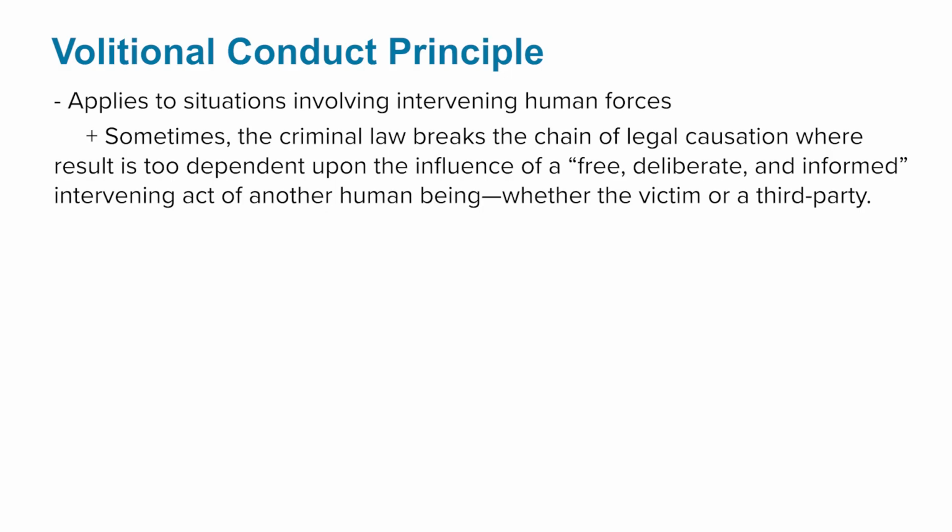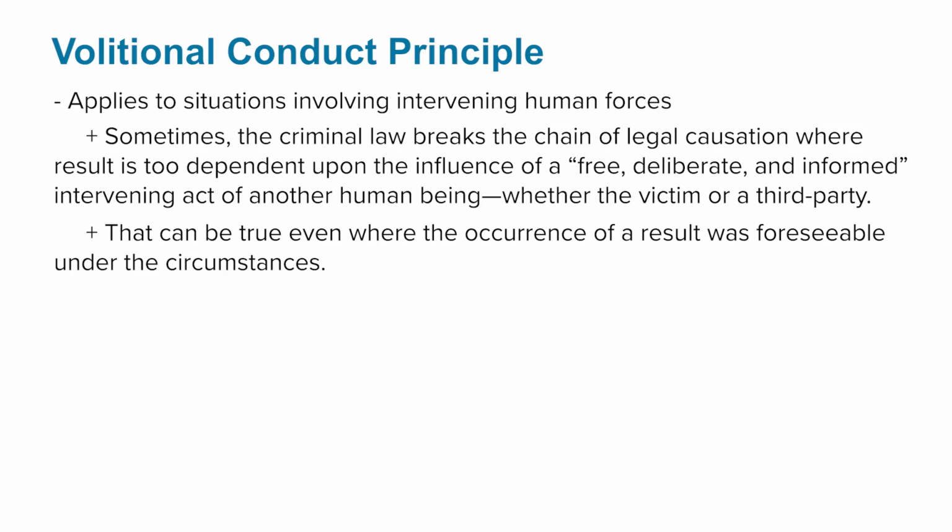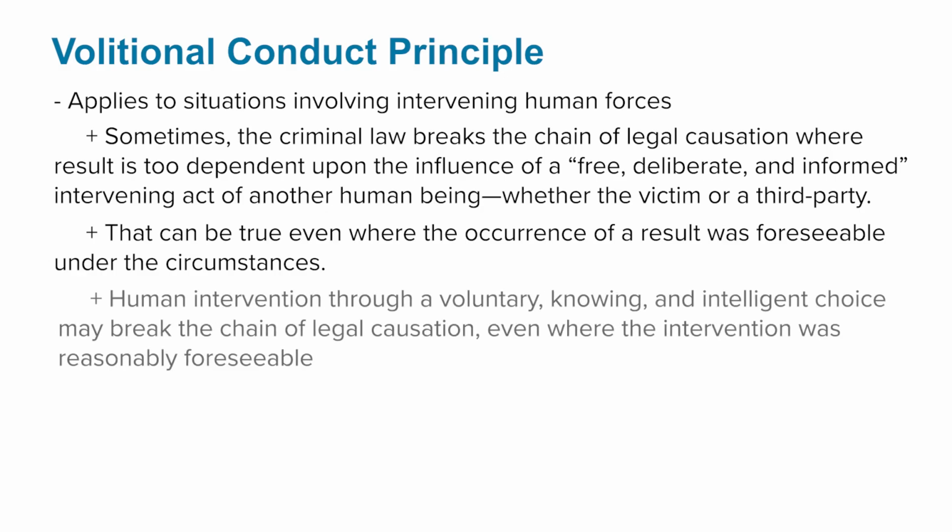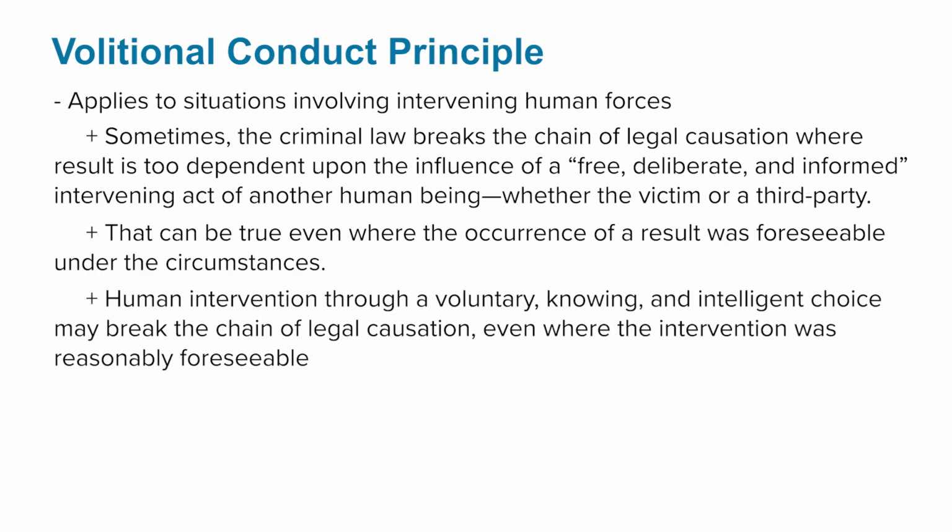And that might be the victim or a third party. This is also true even where the occurrence of a result was foreseeable under the circumstances. Because sometimes, even when the aggravation of a harm by another human being may be foreseeable, the mere fact of human intervention through a voluntary, knowing, and intelligent choice can break the chain of legal causation.